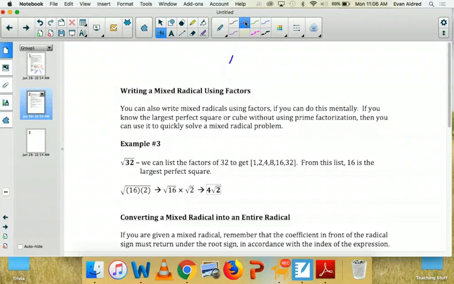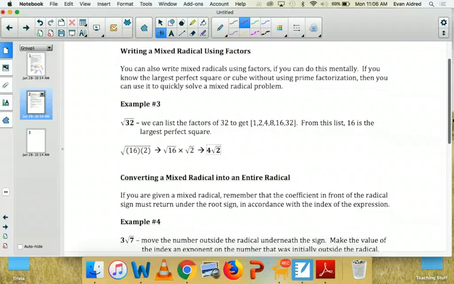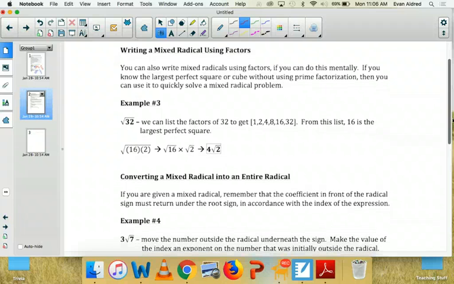Now, as I mentioned before, there is a shorthand method for solving this. The shorthand method involves a little bit more mental math. So you can use factors, and if you are good at mental math, this is probably the method you'll prefer. So let's look at something like the square root of 32. Well, square root of 32 is not a perfect square. It's somewhere between 5 and 6, a little bit closer to 6.